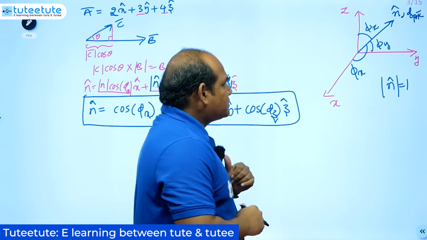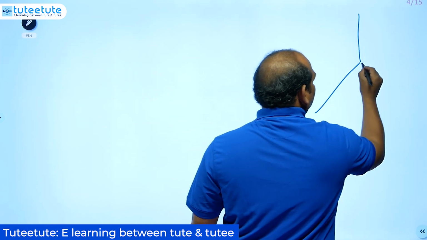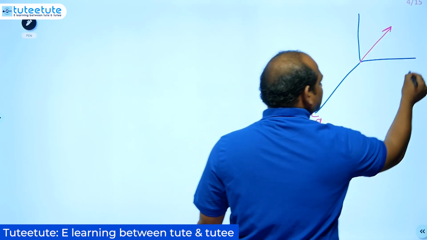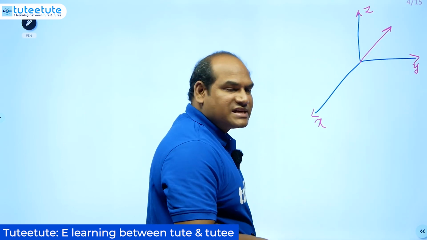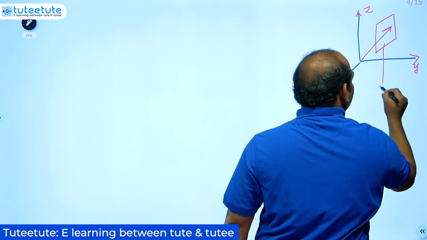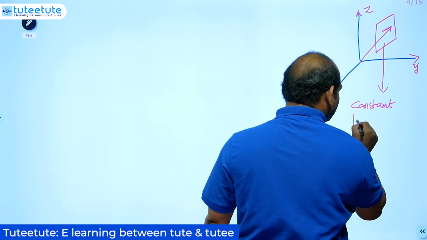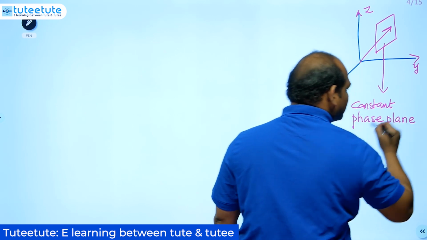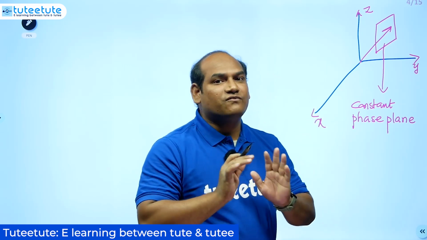Okay, next, now I will take one more thing. So the wave is traveling in an arbitrary direction like this. It is x axis, it is y axis, it is z axis. Now what we will do is take a constant phase plane here. So what is this one? Constant phase plane. That means on this particular plane all the points have the same phase.